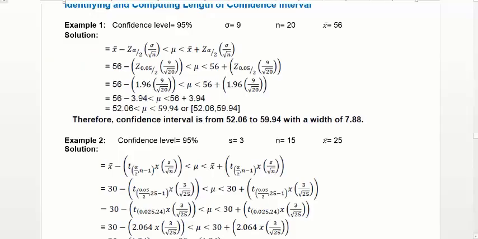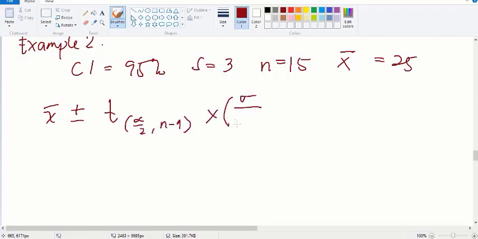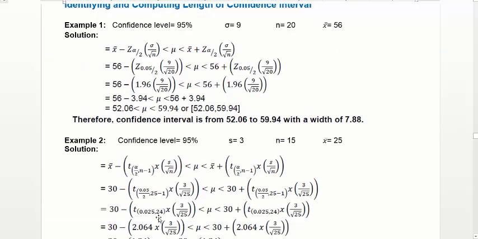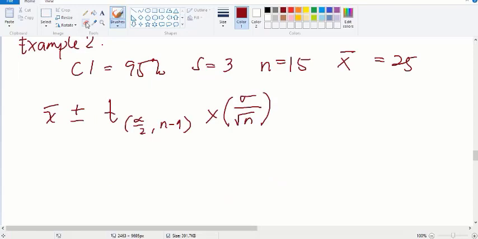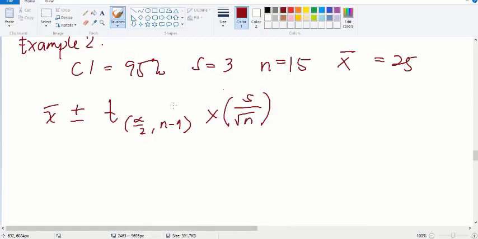Indeed, it is T. So our formula is T, alpha over 2, with N minus 1, times X. Correct me if I'm wrong, guys. Isn't this sigma? I knew it should not be sigma. It should be the S. Okay, so this is it. What we will get now is this one. Let's get this first because it is not easy to get.